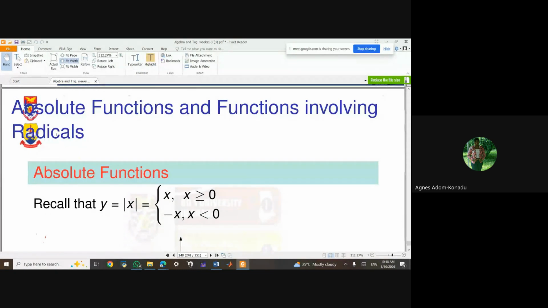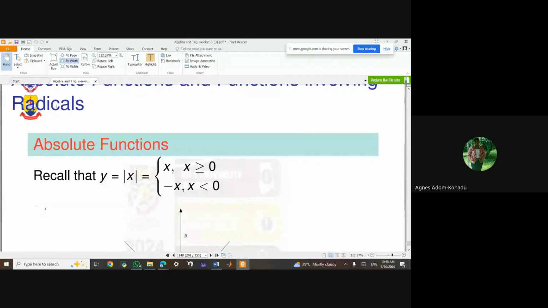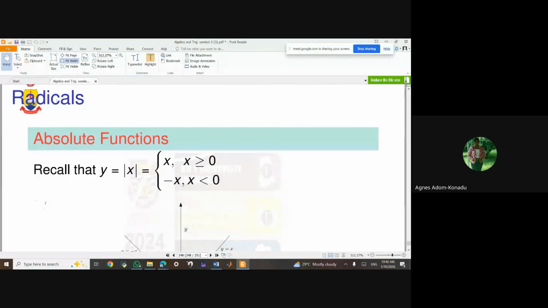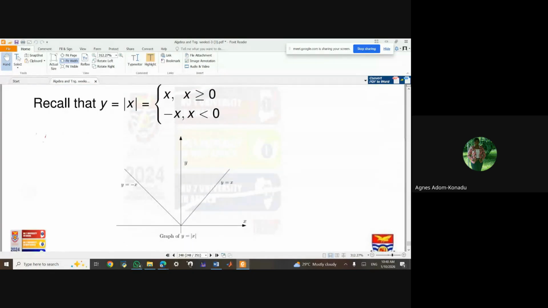So next time we want to look at absolute functions and functions involving radicals. We recall that if y is equal to the absolute value of x, it's the same as x when x is greater than or equal to 0, and negative x when x is less than 0. So the graph, I think I drew this one for you. The graph of y equals absolute x is this.